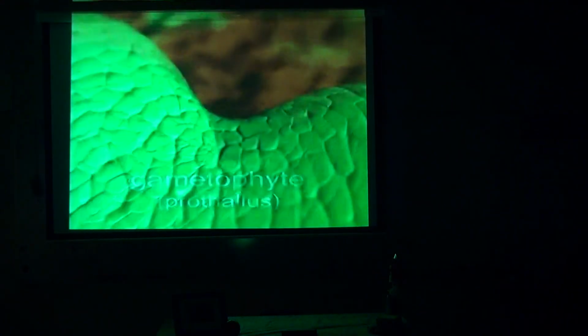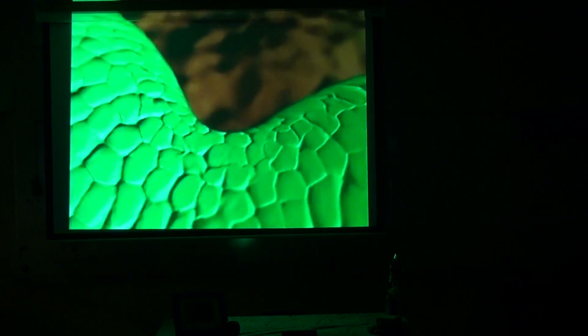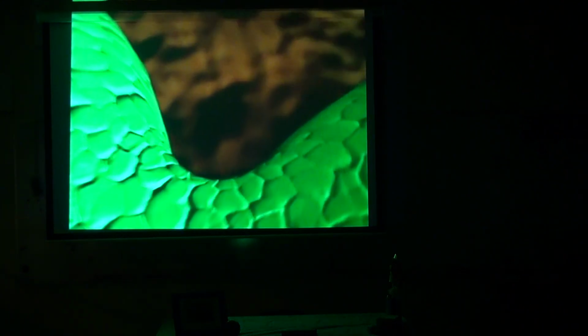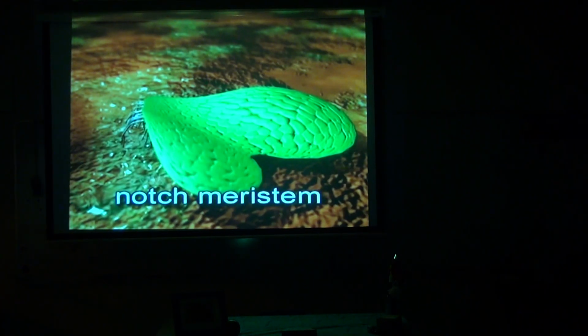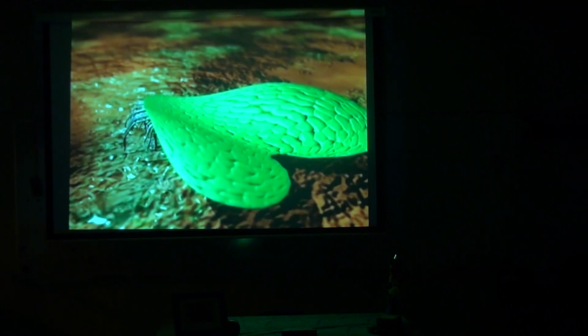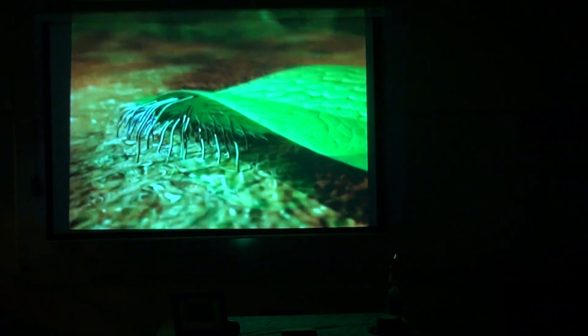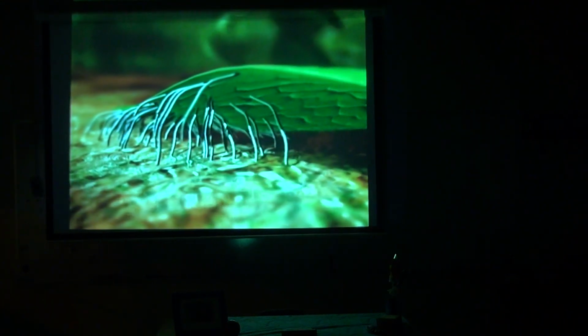A notch forms on the prothallus. If you go out to your fern forest, look closely at the ground. These will be on the ground about the size of your pinky nail. The prothallus contains dividing cells. This is called the notch meristem. Continued growth results in a heart-shaped bisexual gametophyte. The lower surface is firmly attached to the soil by numerous rhizoids.